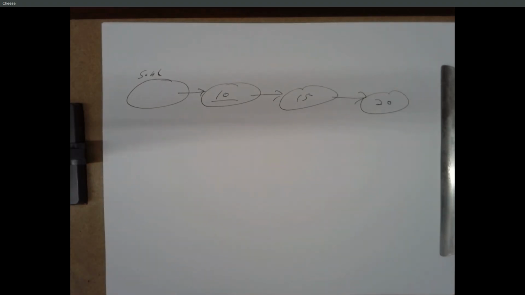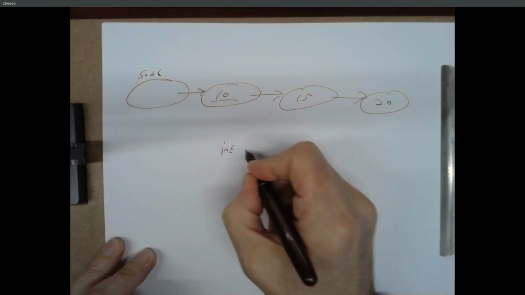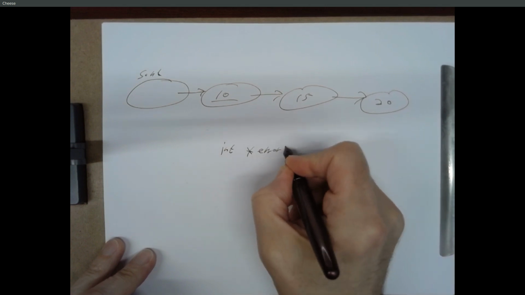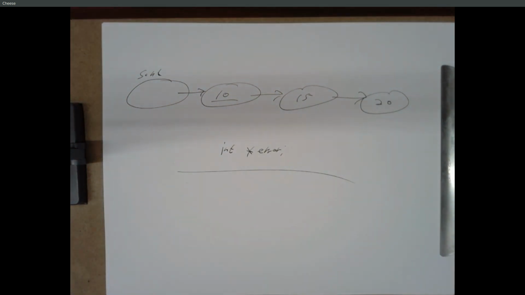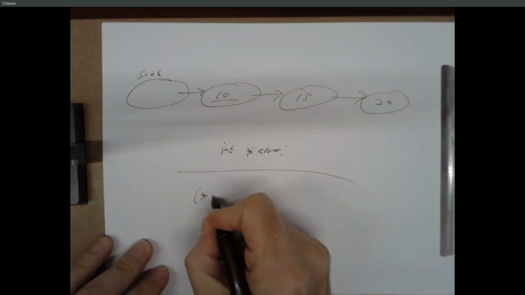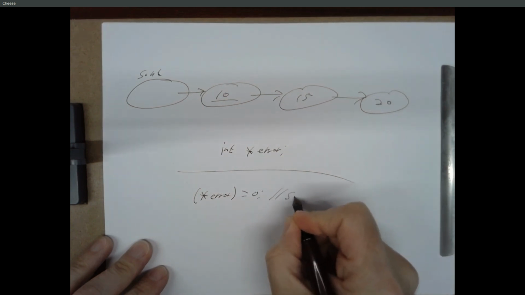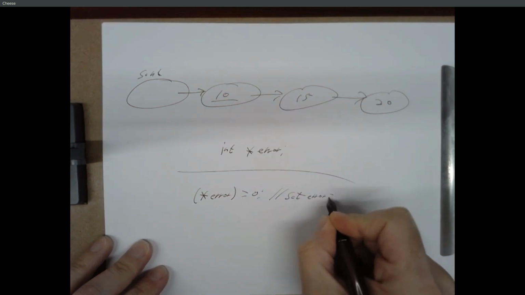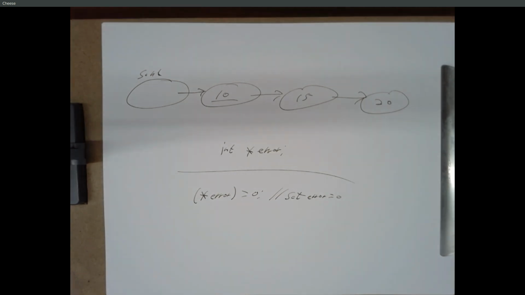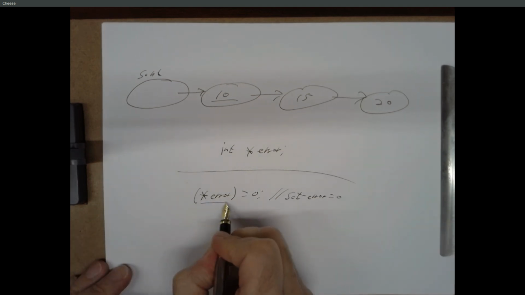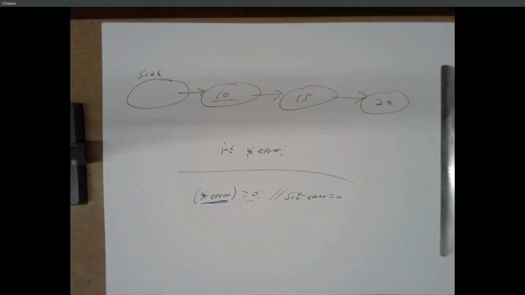And since we're saying int *error, if you want error to be equal to 0, you have to say *error = 0. The parentheses are optional, but illuminating, right? So if you said error = 0, you're not going to change anything in the calling program. Error is a pointer. This says take the thing that's pointed to by error and set that equal to 0.